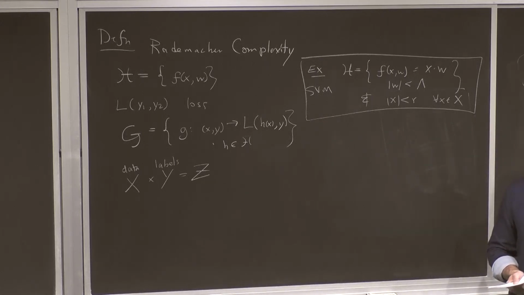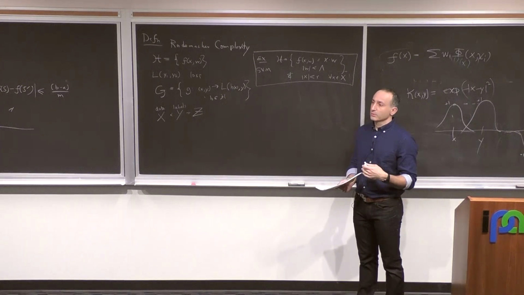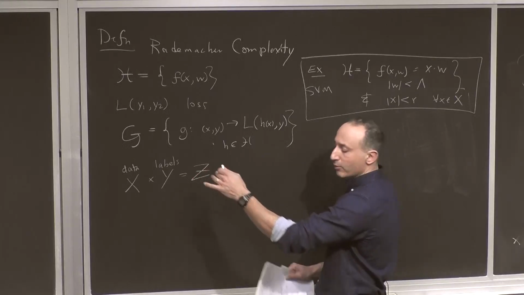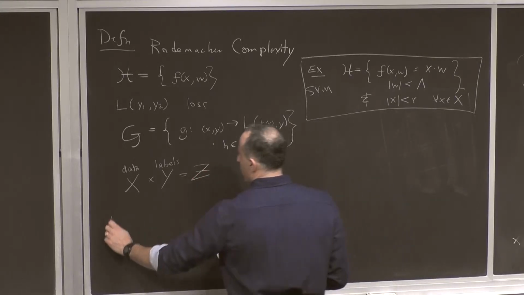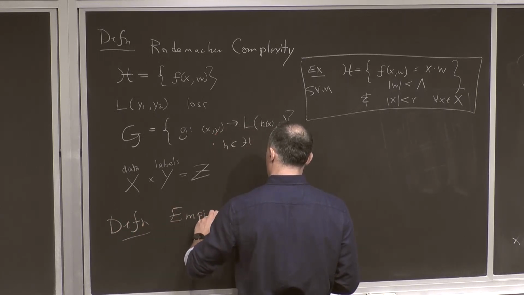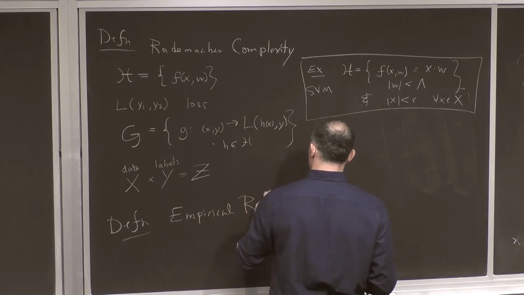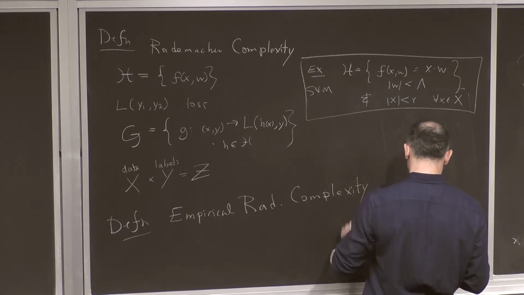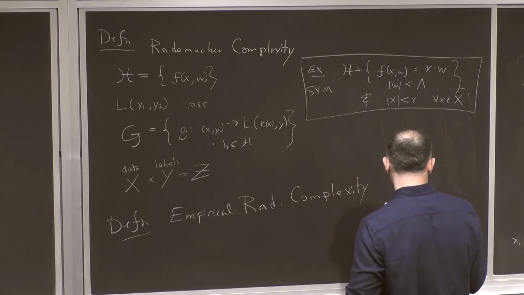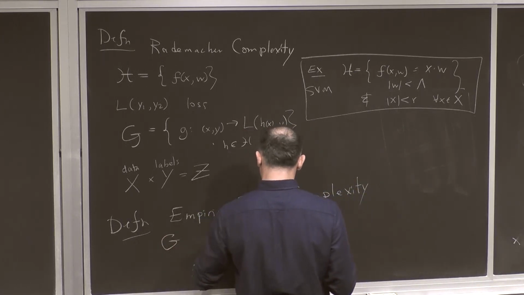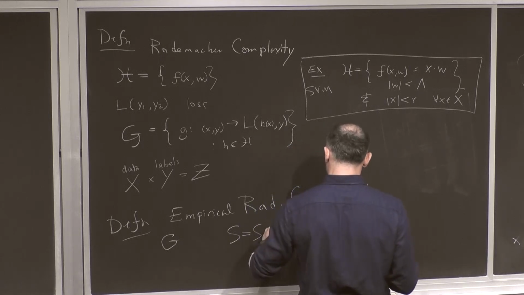We're not just proving things about the complexity of our functions. It's the functions composed with the loss. But at the end of the day, this Z could just be abstract. And it's not a big deal going from one to the other. So here's the definition of the empirical Rademacher complexity. So you've got your G, you've got your S set of samples.